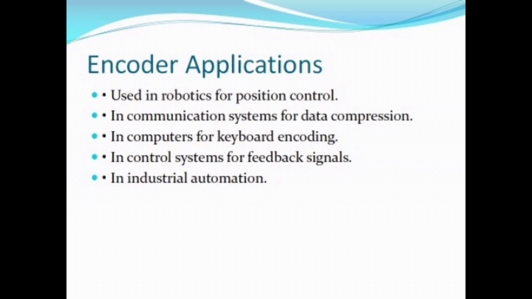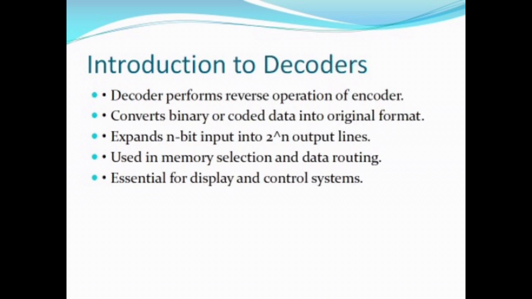That's it for encoders. Let's move on to decoders. What is meant by a decoder? It is the opposite, reverse process of an encoder. That is, it converts the coded data into the original format. It converts n input lines into 2 to the power of n output lines. It activates only one output for each input combination.